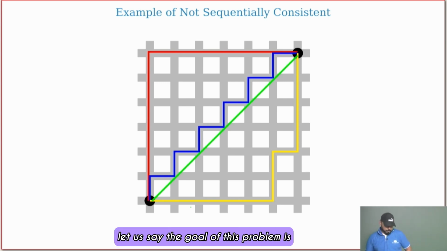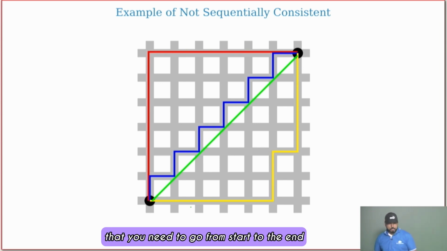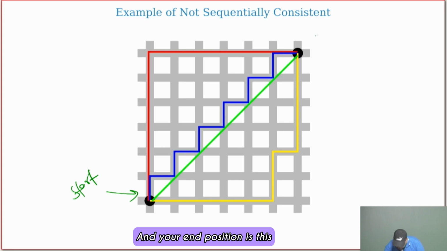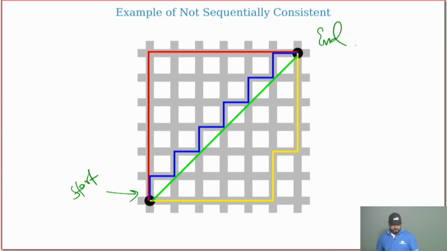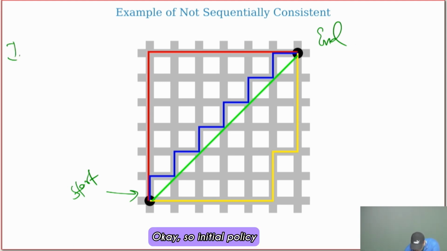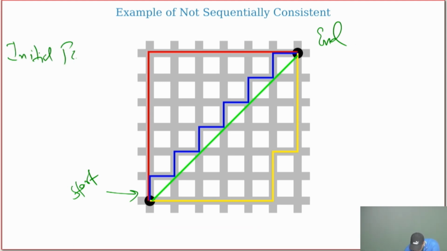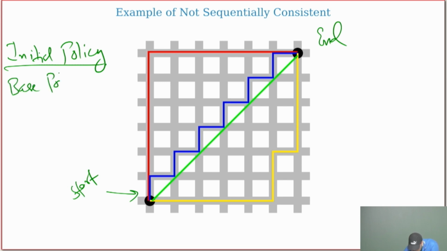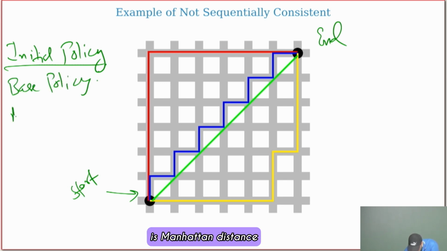For example, let us say the goal of this problem is that you need to go from start to the end. Let us say your starting position is this, and your end position is this, and your base policy is Manhattan distance.